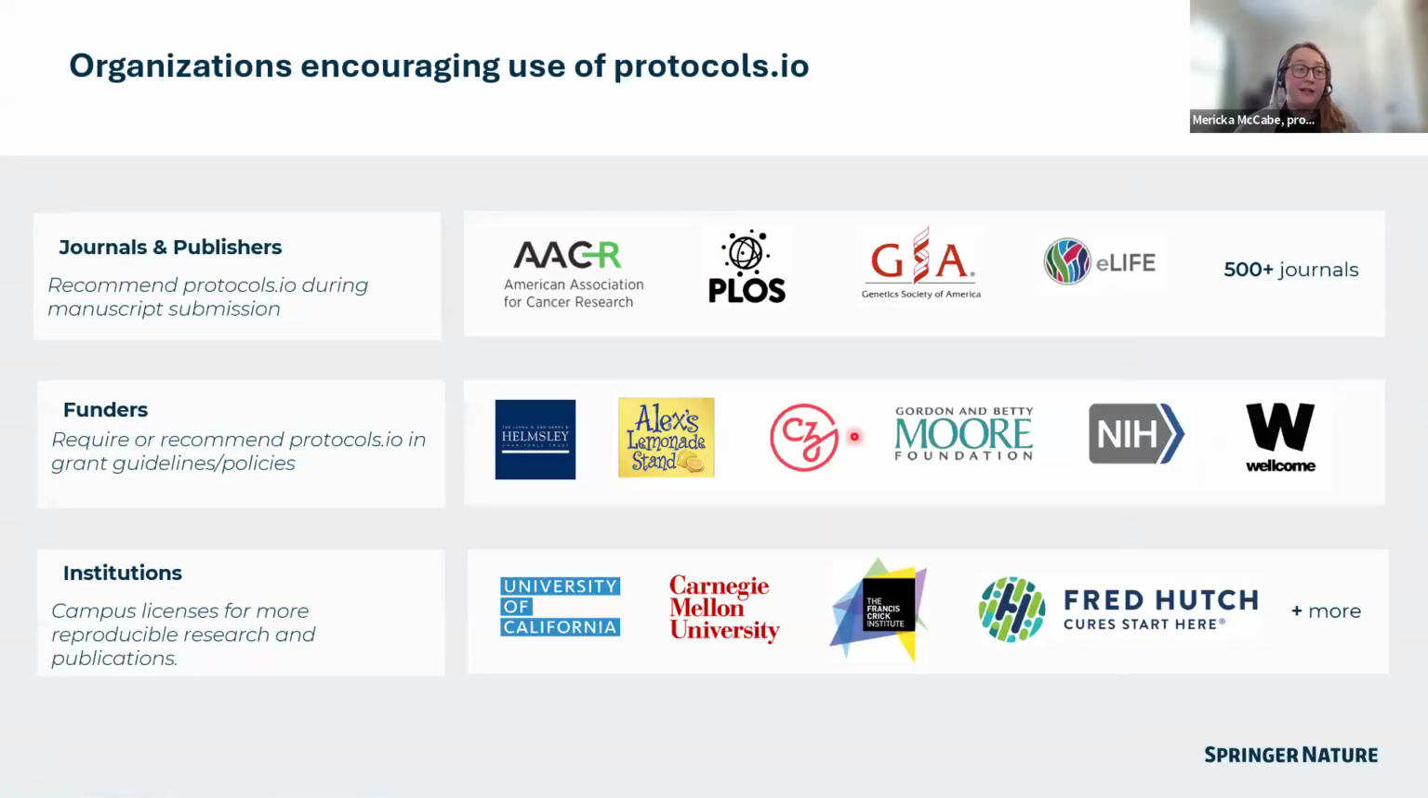And just to quickly highlight that protocols.io is being encouraged by a lot of organizations as people are becoming more and more aware of method sharing. They're realizing that we need these repositories and that protocols.io can serve as one. So I talked about some of our journals and publishers that are partners with us, but over 500 journals recommend protocols.io during manuscript submission. There are many funders that require or recommend protocols.io in their grant guidelines and policies. And there's a lot of institutions that have campus licenses to allow for reproducible research and publications.